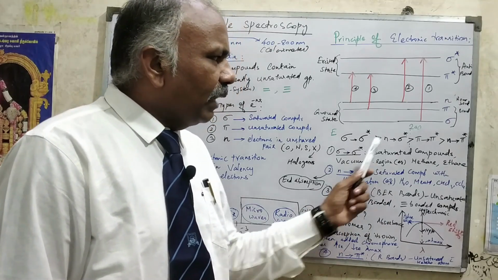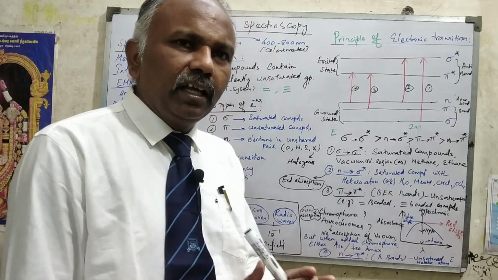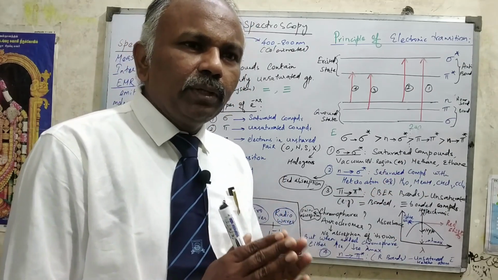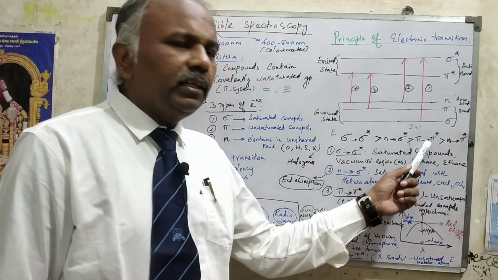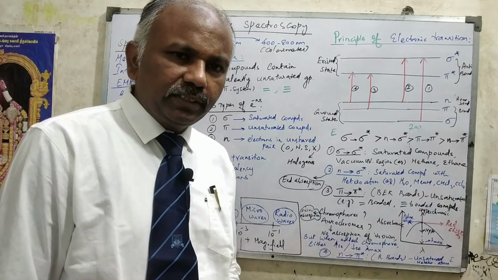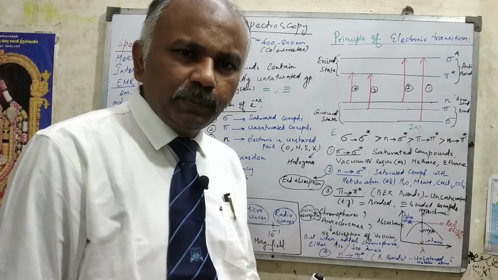Now the third type of transition is very important, that is pi to pi star transition, because the major concept for your UV visible spectroscopy is concerned with pi to pi star transition as well as n to pi star transition. These are the two very important transitions for UV visible spectroscopy.